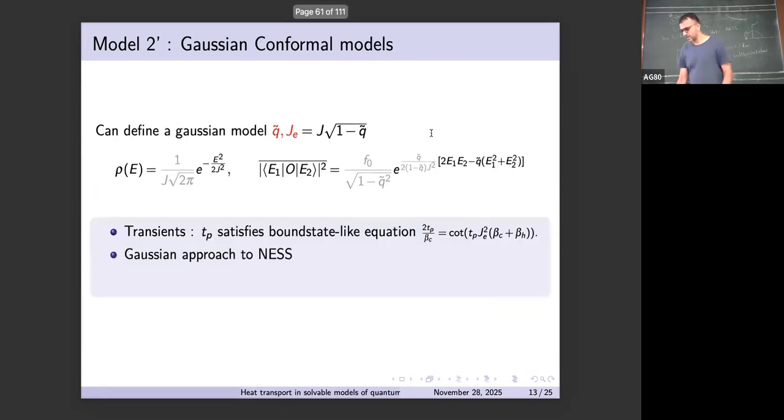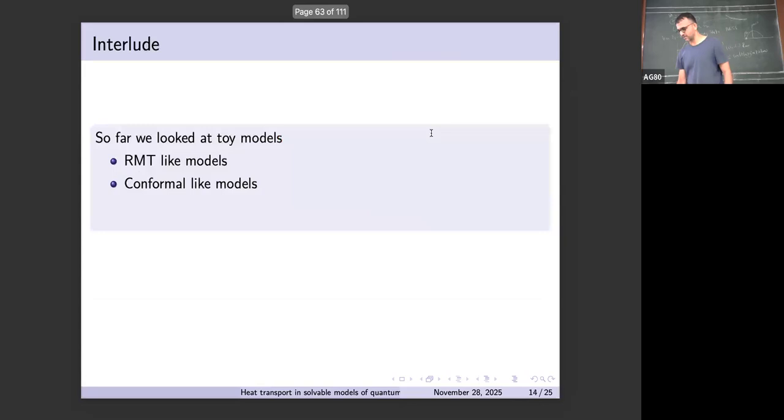So again, you can do transients, and it turns out that the approach to NESS is Gaussian. Conductivity can be calculated. Let's not call it conductivity, but yeah, it can be calculated, and it shows some Gaussian behavior in inverse temperature. Again, just to quickly summarize what we did.